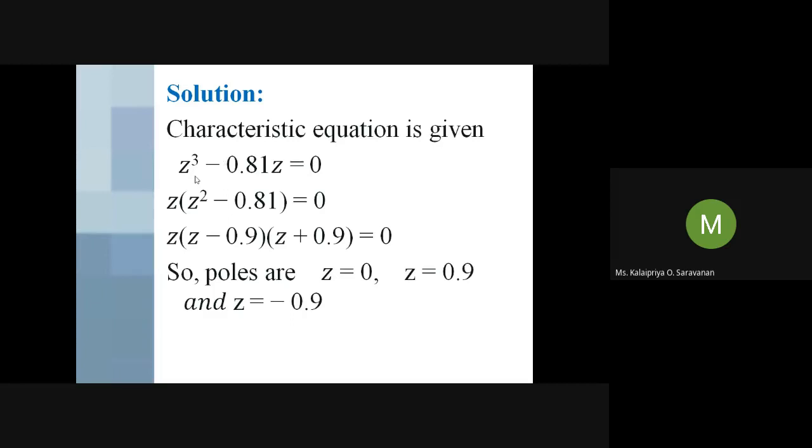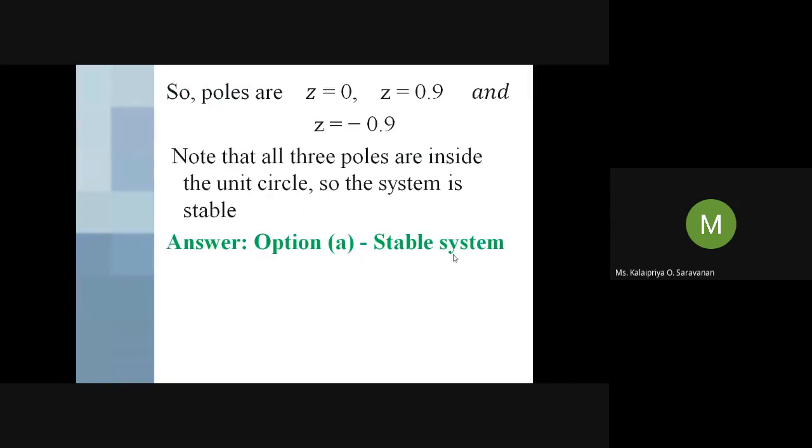So taking this characteristic equation, we try to solve it and get the poles. We make it z into z square minus 0.81 is equal to 0. So this yields the poles as z equal to 0, z equal to 0.9, and z equal to minus 0.9. Now if you analyze the poles, they are within the value range -1 to +1, meaning these poles are lying within the unit circle. So all the poles are inside the unit circle, hence the system is stable.